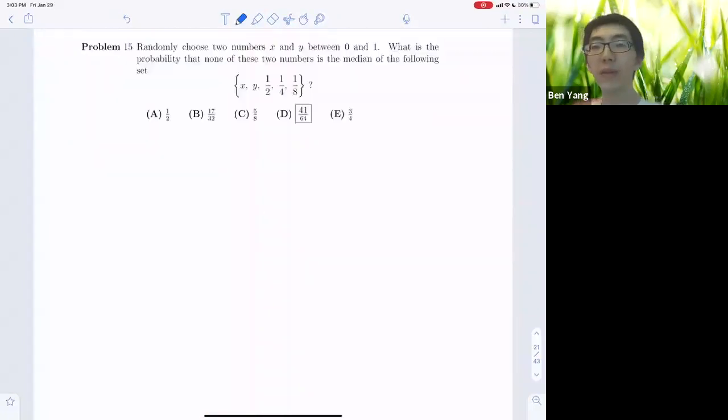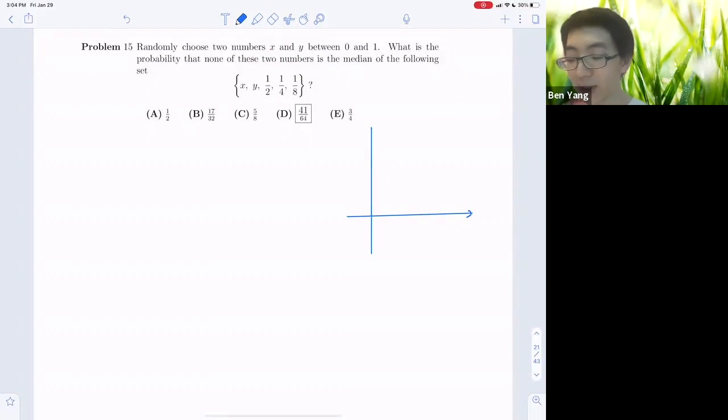Okay, problem 15. So we randomly choose two numbers x, y between 0 and 1. What is the probability that none of these two numbers is the median of the following set? So the set is we have x there, y there, and we also have 1/2, 1/4, and 1/8. All right, so here we can use the coordinate plane to help us visualize what x and y satisfy that condition.